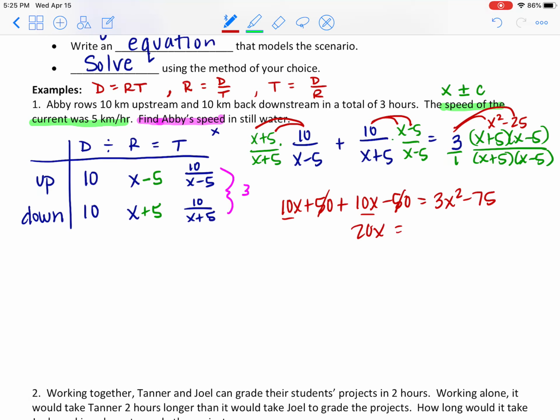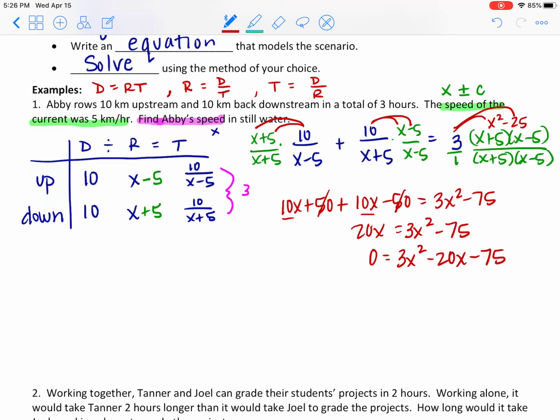All right, so now let's clean this up. We've got 20 x's on this side, and these cancel, so that's good. And then we still have 3x squared and minus 75 here. So now we're going to subtract over the 20x, get it equal to 0, get it in standard form.